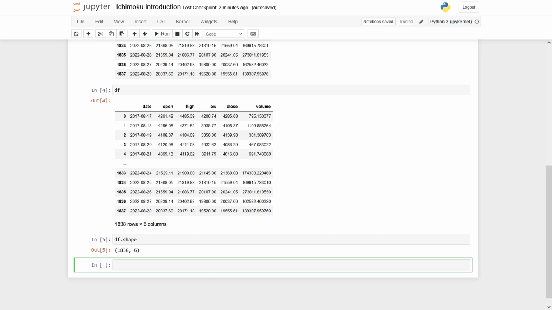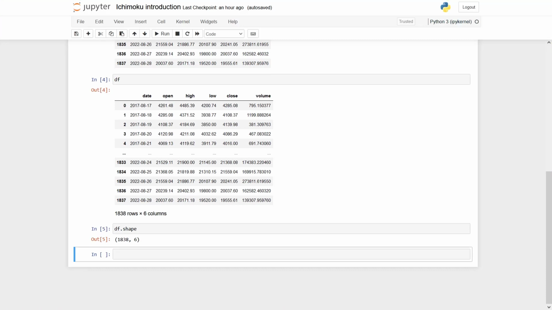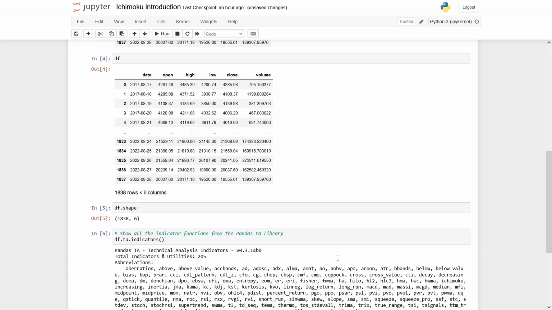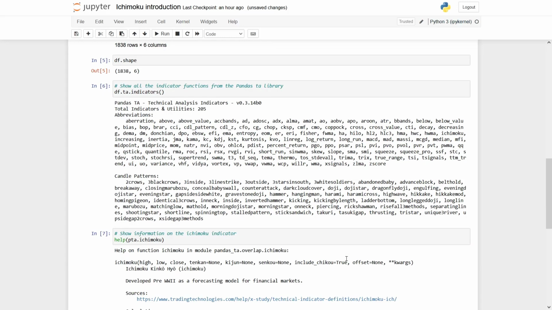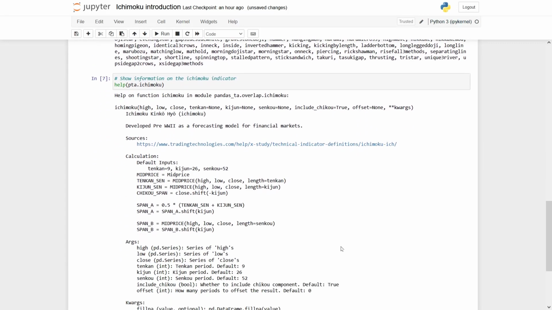Now we are going to find out how to discover the Ichimoku indicators from the Pandas TA library. To make use of the Ichimoku indicator from Pandas TA, we have to identify it first. You can do this by making use of the df.ta.indicators function. That will show you all the indicators the library has. And if you look closely, you will find the Ichimoku function in this whole list of indicators. With the help of the help function, we can learn how to use this function and which output it will generate for us.